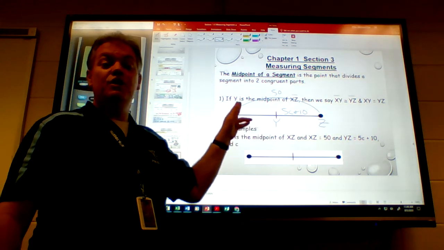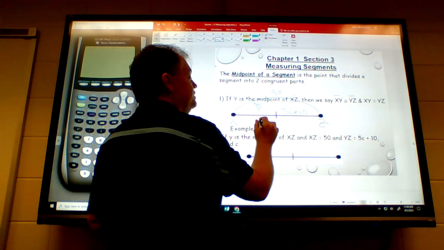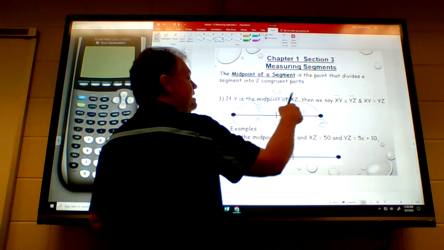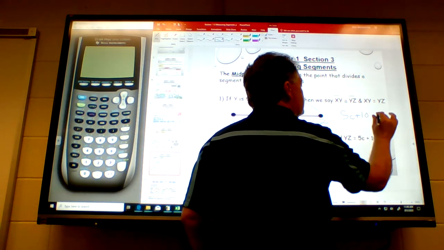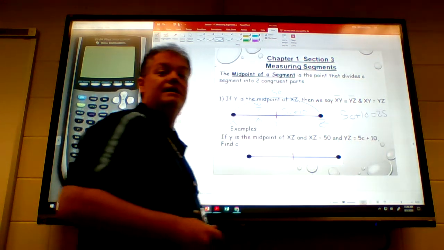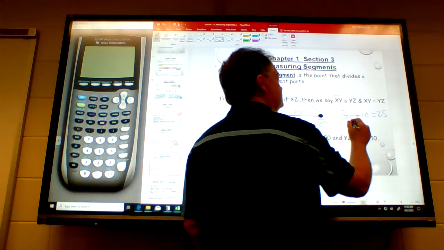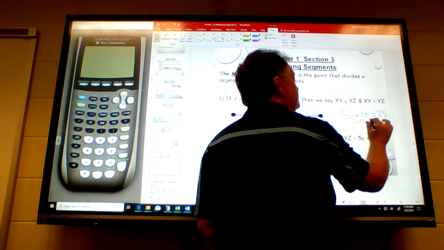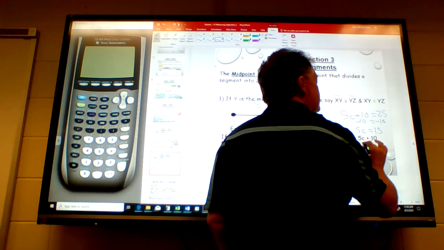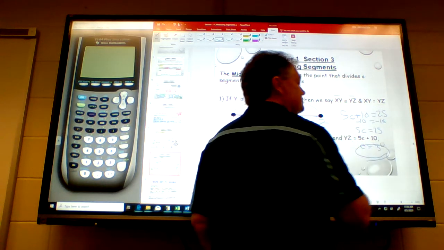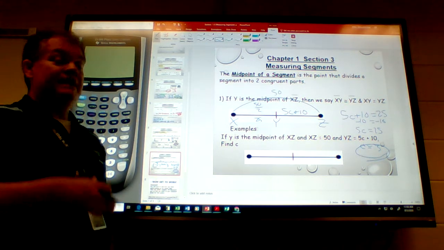Well, since we know it's a midpoint, then this right here is going to be 50 divided by 2, which y'all know is 25. So that means that 5c plus 10 equals 25. And just like before, you solve for c. So you subtract 10, you get 5c equals 15. So c equals 3. You get c equals 3. And that's all it's asking for there.